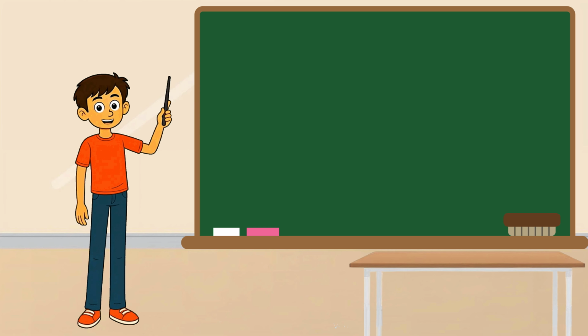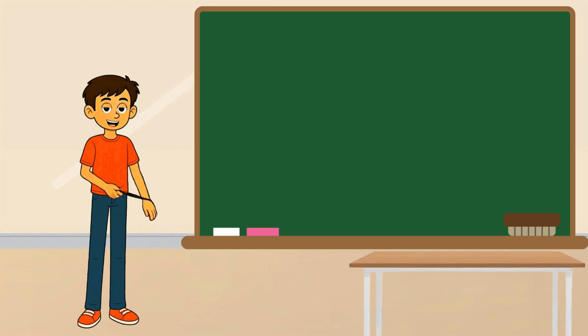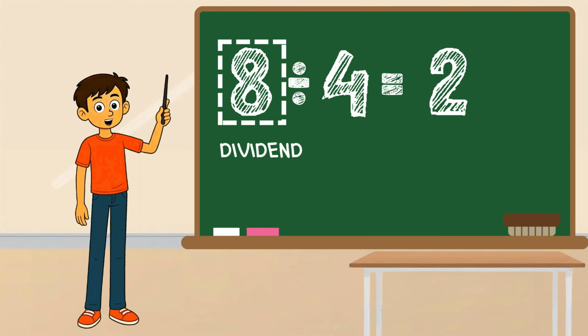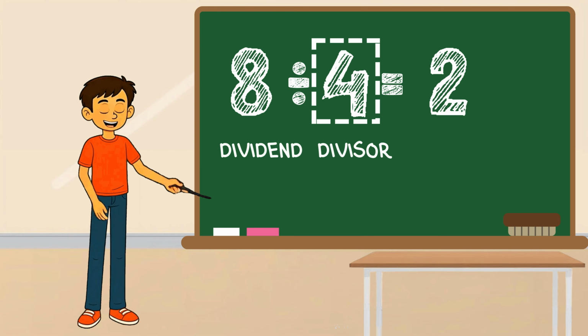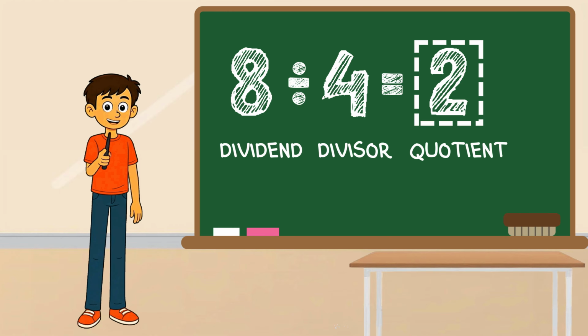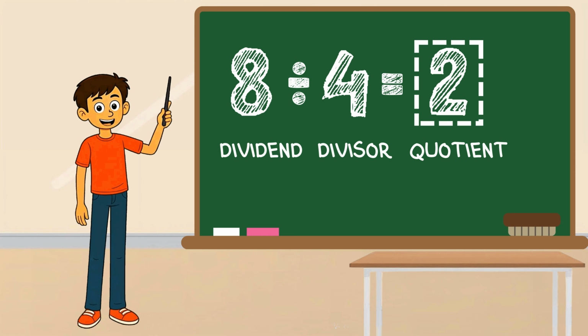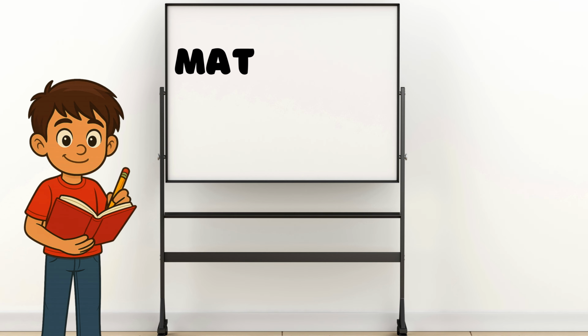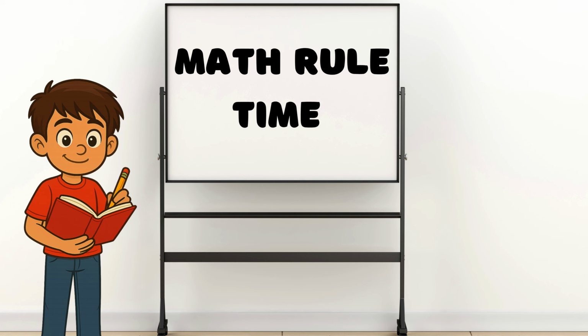Let's hop to the blackboard real quick. We write 8 divided by 4 equals 2. 8 is the dividend, 4 is the divisor, and 2 is the quotient. That's our recipe for every division problem. Total, groups, and the fair share. All right, math rule time.